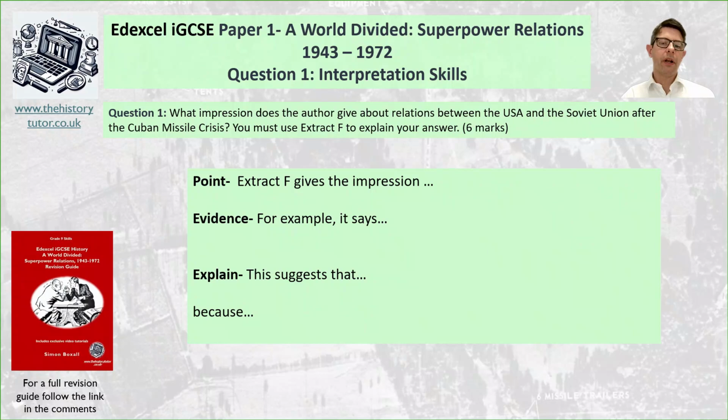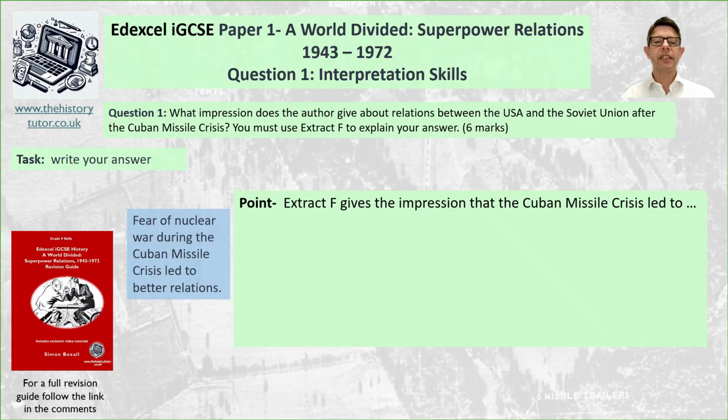So how do we form an argument about this? So we're going to write a simple P paragraph. Extract F gives the impression that, for example, it says, give some evidence, a little summary of what it says, and then give a little explanation. This suggests that relations did improve because, and explain with our knowledge and understanding. Let's go through this example together.